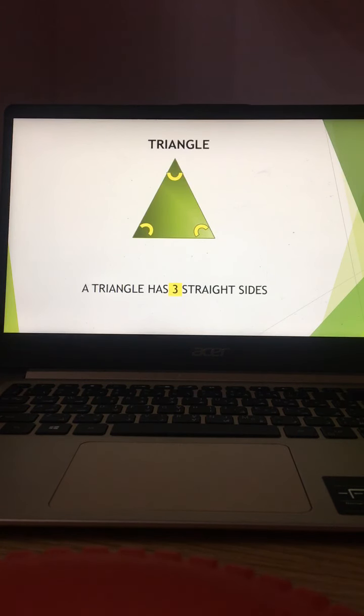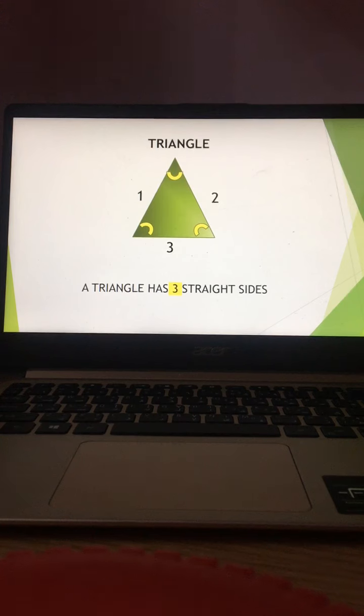The triangle has 3 straight sides, which are this, this, and this. So these are the 3 straight sides. This is what we talked about in our previous session.